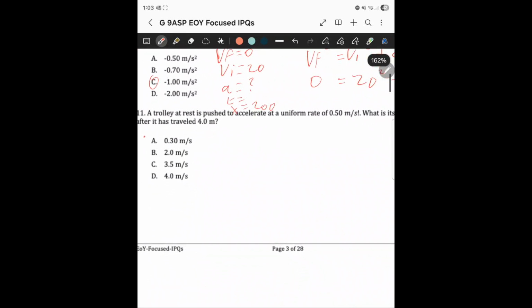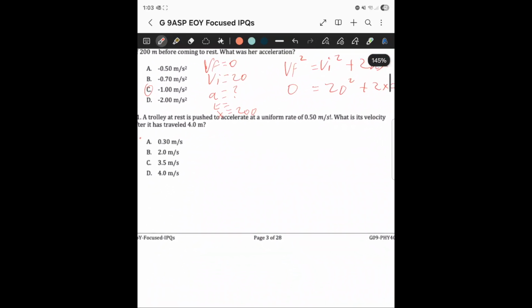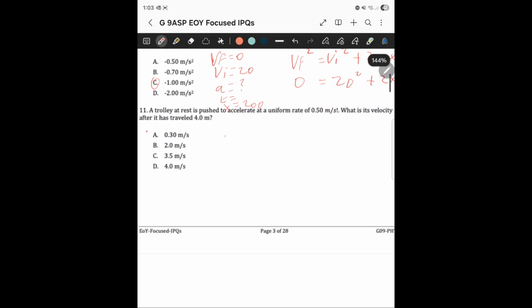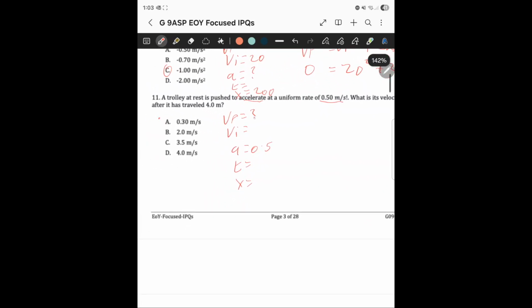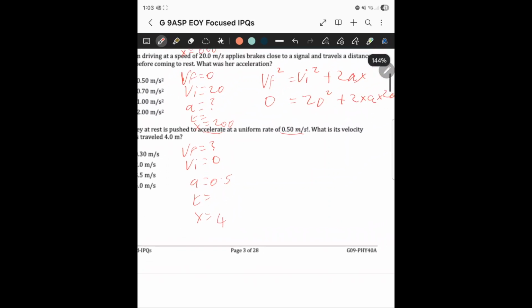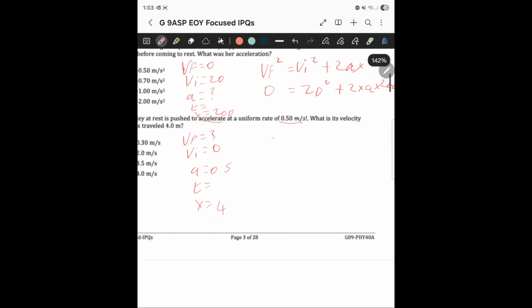A trolley at rest is pushed at a uniform rate, and we have to find the velocity after it has traveled. Okay, so Vf equals, Vi equals, A equals, T equals, and X equals. Uniform rate, that should be squared, so there must have been an error there. So 0.5 meters per second squared is the acceleration, because it did say it accelerates at that rate. What is the velocity after it has traveled? Starting from rest, Vi is 0. Distance is 4. Same formula. Surprise, surprise.